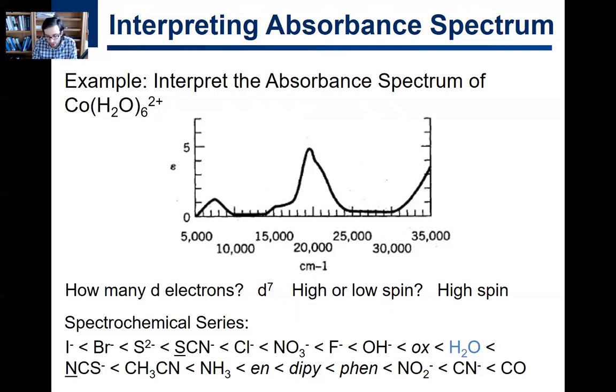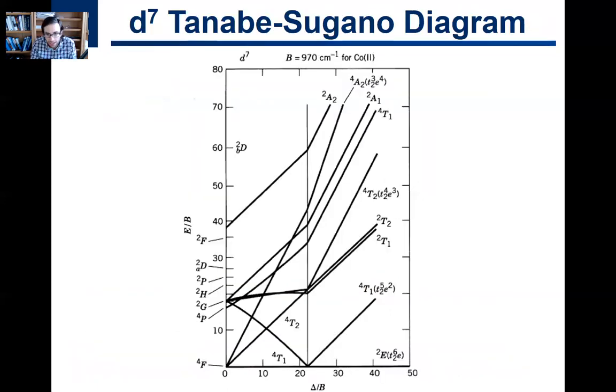Now, if this were a tetrahedral complex, we'd have to use the d10-n diagram, so we'd have to use the d10-7 diagram, which is the d3 diagram, okay? But this is octahedral, so we're going to use the d7 Tanabe-Sugano diagram. So we pull that up from the handout that's given to us, and we're on the high spin side. The high spin side is when we have weak field ligands.